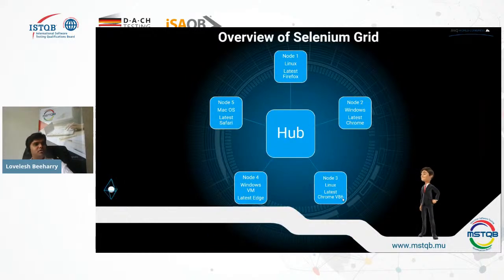So this is an example of how a grid could be set up. We can have 5 nodes. They can be physical machines, or they can be virtual machines connected to a hub, which is the central machine that is sending the automation requests to each node. All nodes can be different in terms of operating system. They can be using the latest version of Firefox. They can be using a specific version of Chrome. They can be launching tests on Edge and so on. So those are the architecture in terms of a hub and nodes for Selenium Grid.